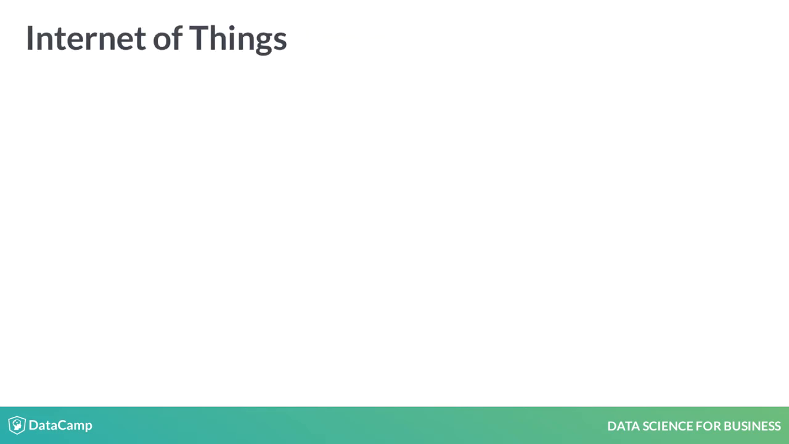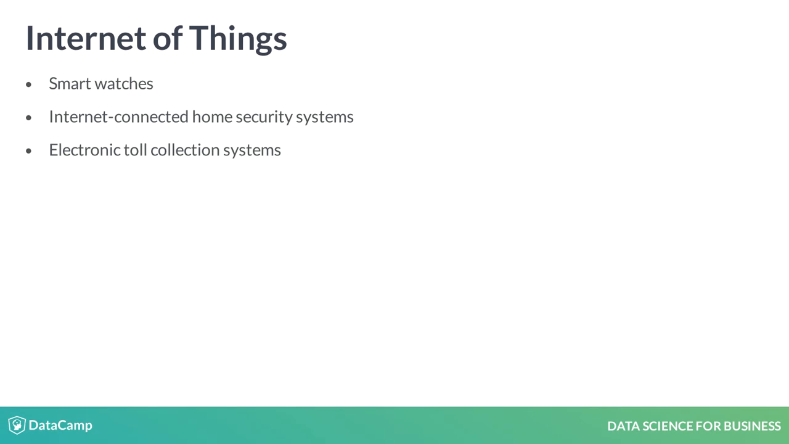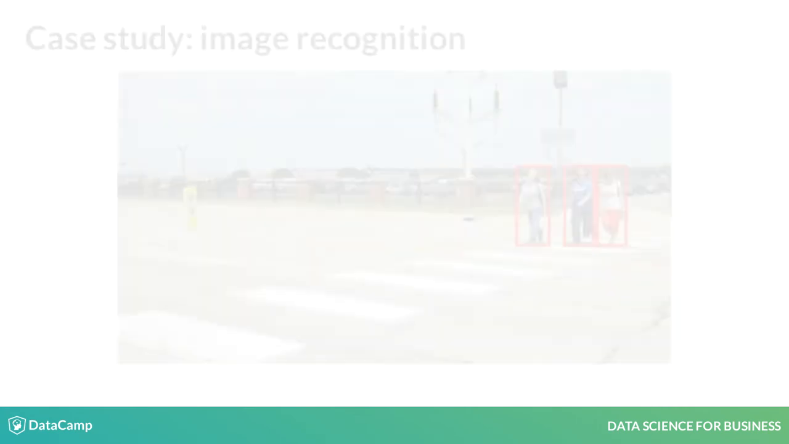Your smartwatch is part of a fast-growing field called the Internet of Things, also known as IoT, which is often combined with data science. IoT refers to gadgets that are not standard computers, but still have the ability to transmit data. This includes smartwatches, internet-connected home security systems, electronic toll collection systems, building energy management systems, and much, much more. IoT data is a great resource for data science projects.